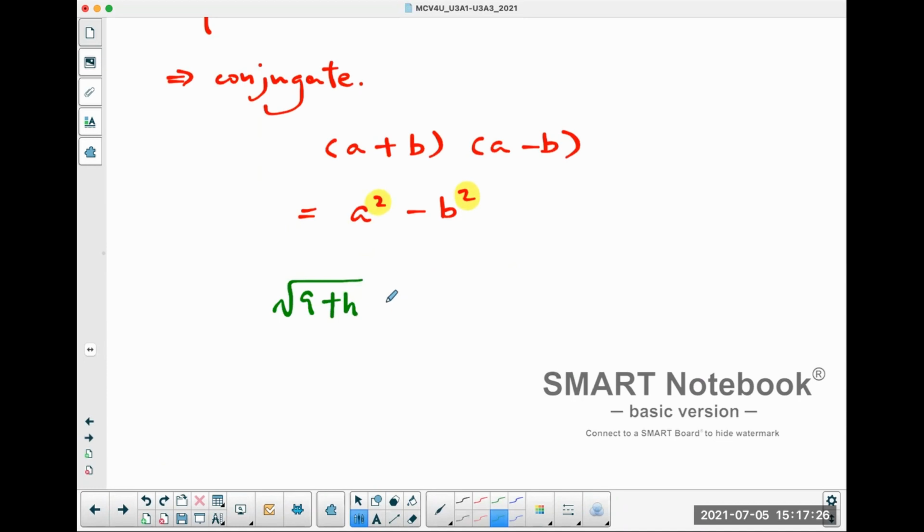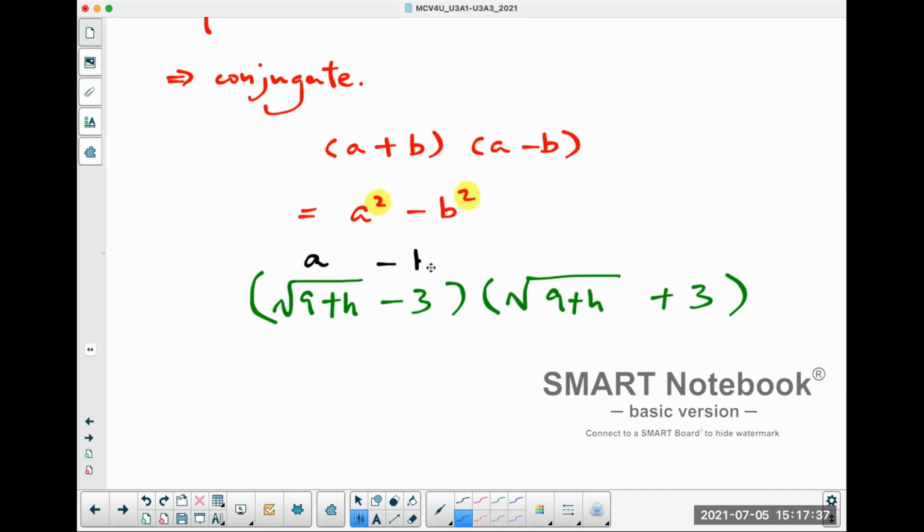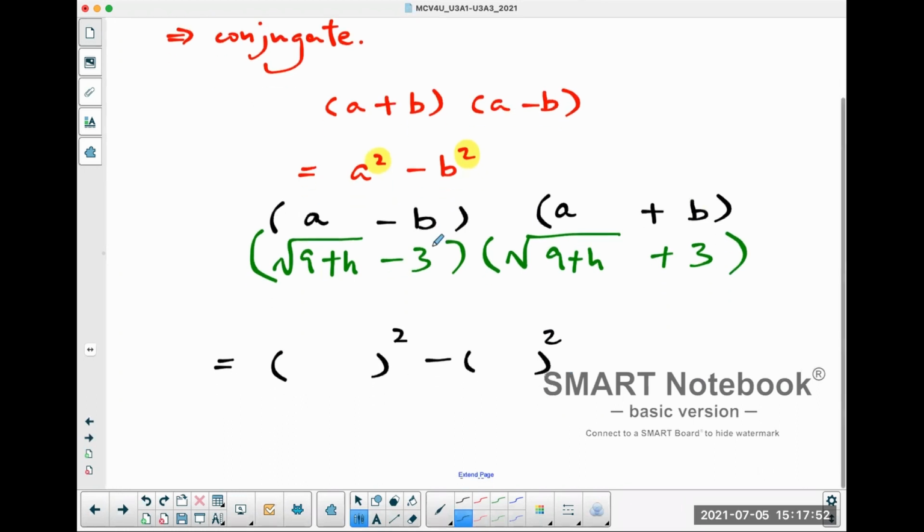9 plus h minus 3 times 9 plus h plus 3. This guy is your A. This is your B. When you have a difference of squares like that and you multiply, you're going to get a squared minus b squared. Well, what's a again? A is whatever's in the front. Actually, let me use a different color. A is this guy. What's b? B is that guy.